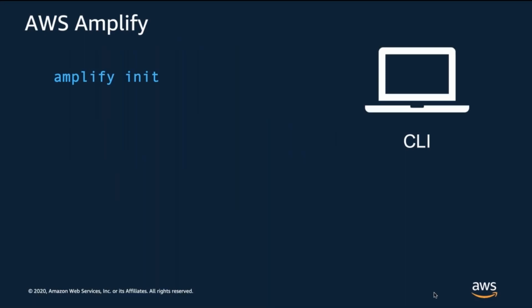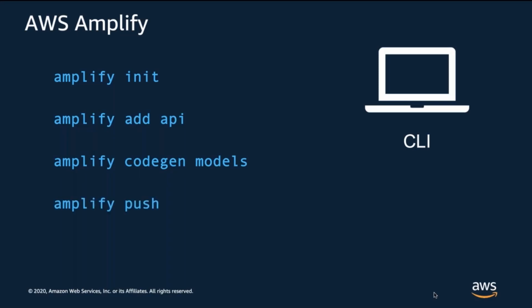We've already talked about Amplify init, which initializes your app. And DataStore, since it's built on top of AppSync, as we've discussed, you're going to configure DataStore through the API category. So we're going to add an API to our project. We're going to run the codegen command to build models from our schema that we just created. And then we're going to do an Amplify push to push this to the cloud.